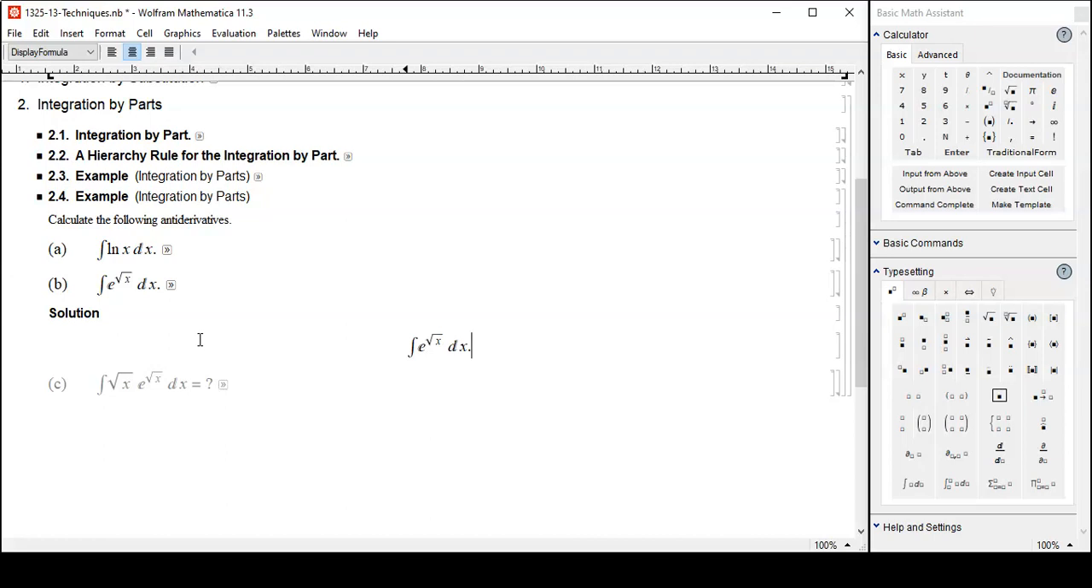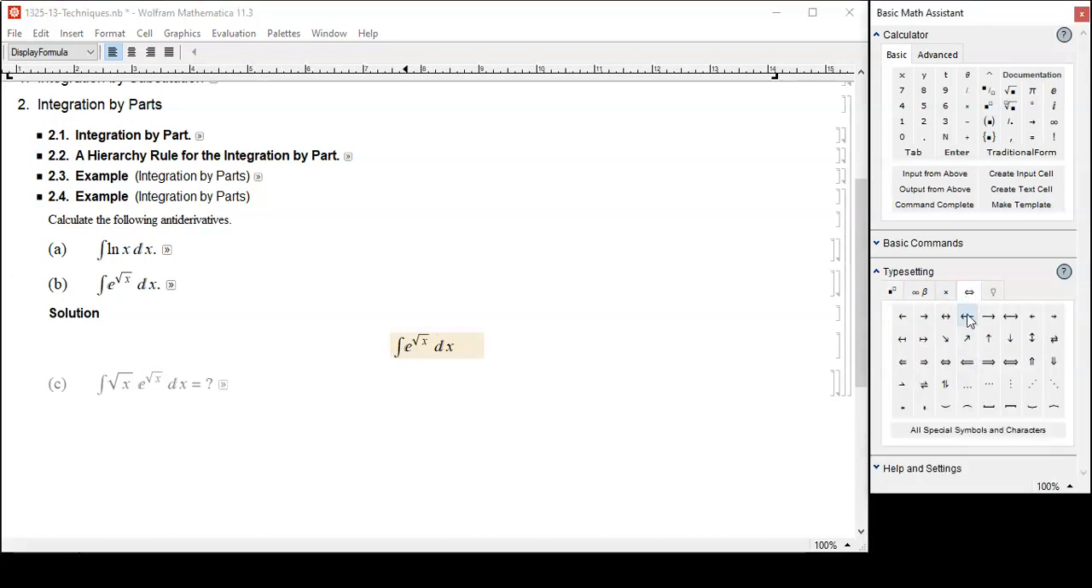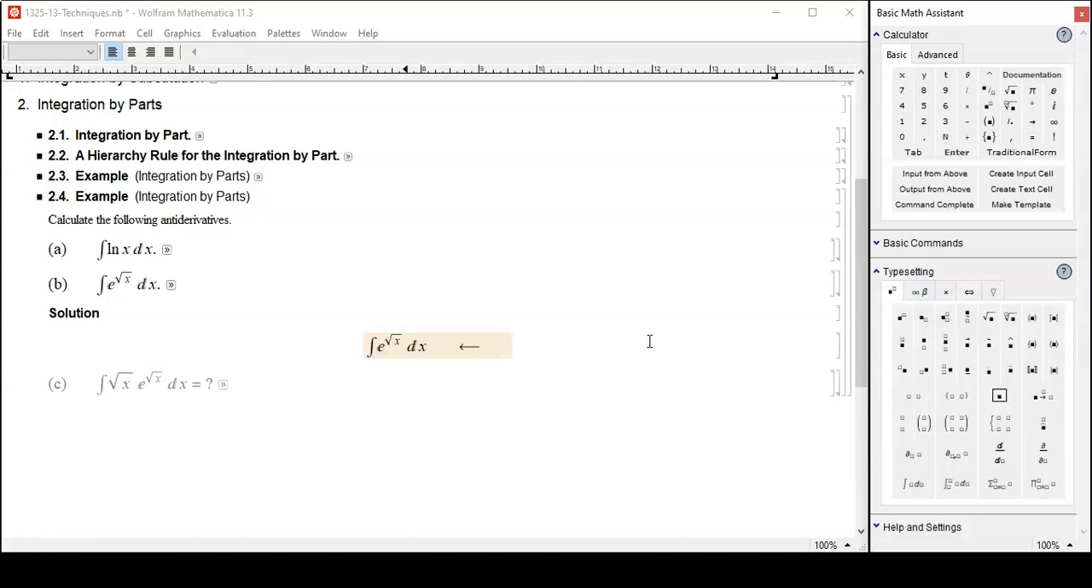This one is very, very different, because e to the square root of x function, can you find the derivative or antiderivative? Either way, too complicated. Another indicator is that this is a composite function, not just a composite function, but rather a complicated composite function. So we'd better take a substitution. Let y be x to the 1/2 power.